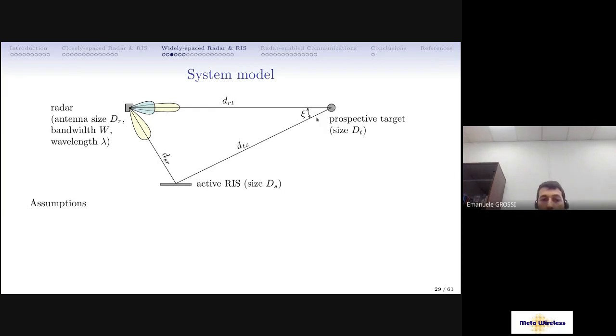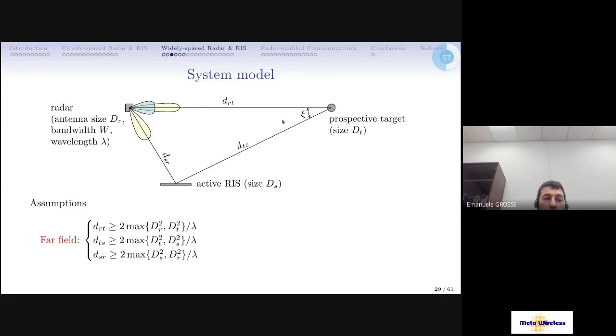The following assumptions are made. The first assumption is the far field assumption. Indeed, we have talked about antenna beams so far, one transmit beam and two receive beams. So if we talk about antenna beams, then we must be in the far field. The condition here is just that the distance must be greater than twice the square of the dimension divided by lambda.